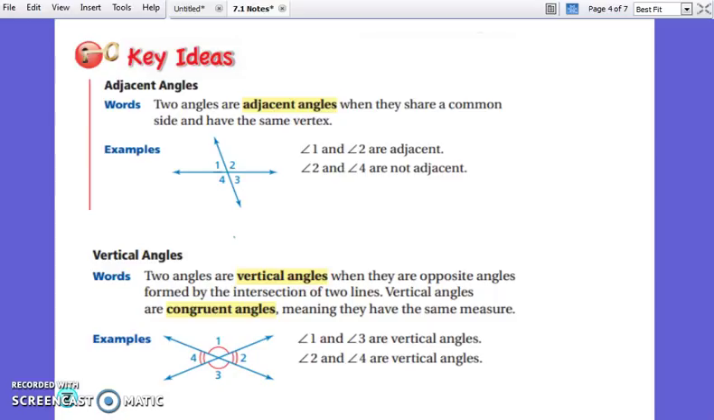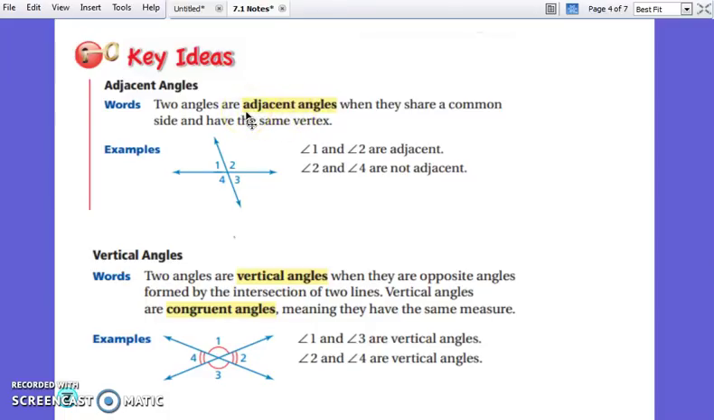Looking at the key idea, there are two vocabulary words that we want to look at. The first one is adjacent angles. Two angles are adjacent angles when they share a common side and have the same vertex. Go ahead and circle the word adjacent angles. If you think about the word adjacent, that basically means next to.